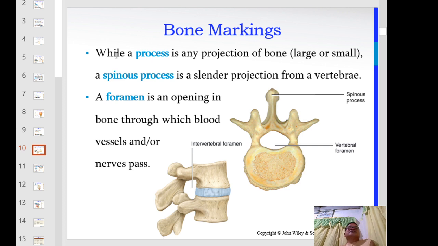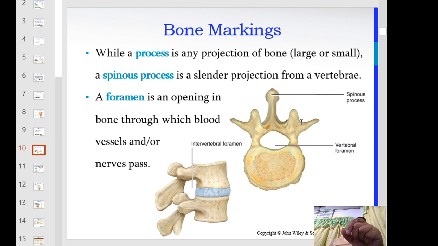So this is an example of processes. So we have here a spinous process. This is the spinous process of the vertebra here at the back. May prominent na to diri makita diri nga portion. That is a spinous process of cervical vertebra C7, cervical vertebra number 7. Okay. So this is an example of the processes.